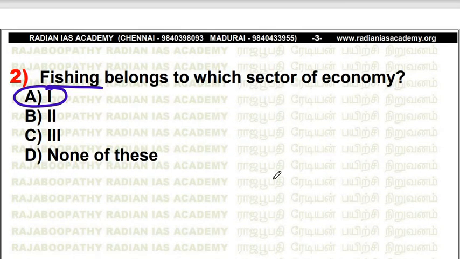And Mahalakshmi says the second is not understood. See, Mahalakshmi, I explained already, in the previous class. Did you attend the last class? In the very first class, I explained what the three sectors of economy are. I'll send you the link. If you have not attended, then attend the session, then you will understand everything.